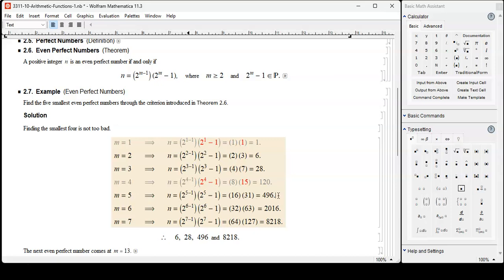Next, 2 to the 5th power minus 1 is 32 minus 1, that's 31, that works. So 496. Next one fails. 2 to the 6th power minus 1 is 64 minus 1, so 63, which is 7 times 9. So this doesn't work. And then the last one works. 2 to the 7th power minus 1 is 127. And that's prime. And we have 4 smallest even perfect numbers. Actually, 4 smallest perfect numbers, you see.